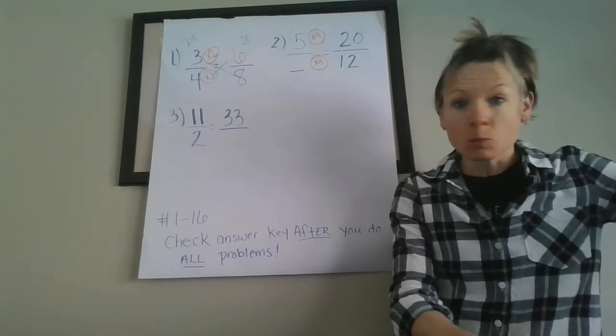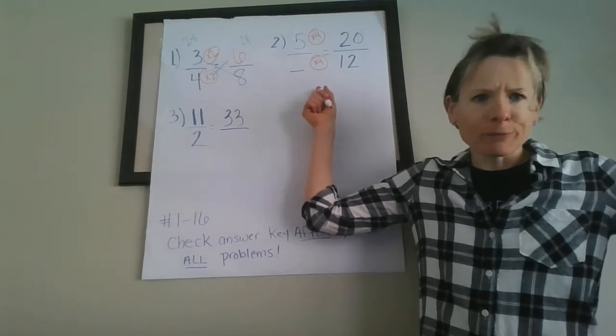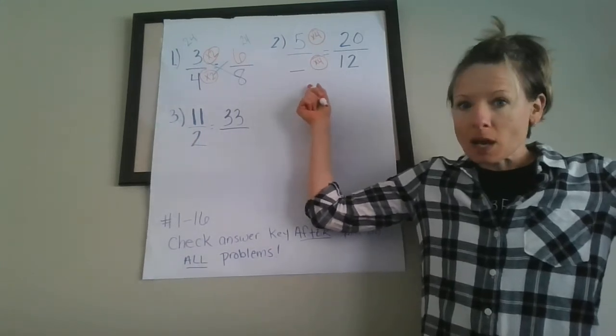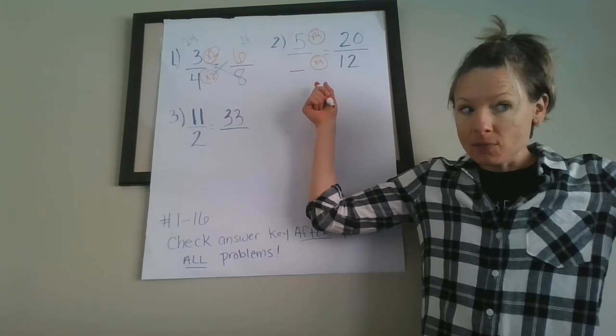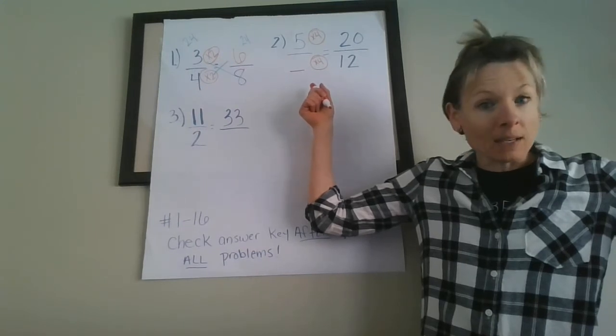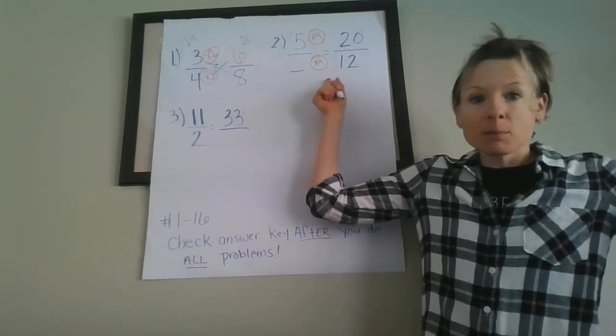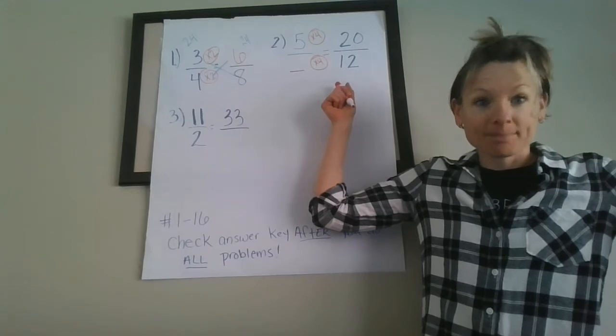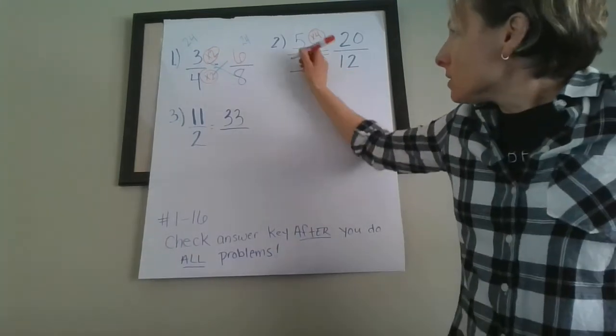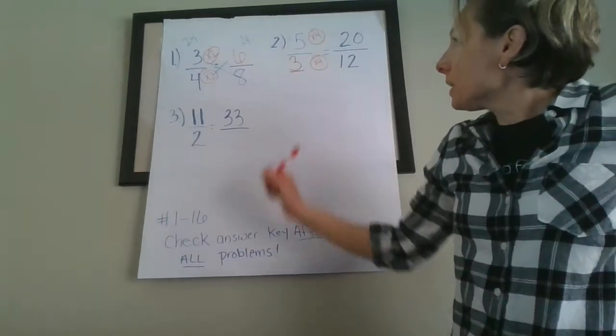Would it be 1? Would 1 times 4 equal 12? No. Would 2 times 4 equal 12? No, that would be 8. Would 3 times 4 equal 12? Yes, it would. So this answer is going to be 3.